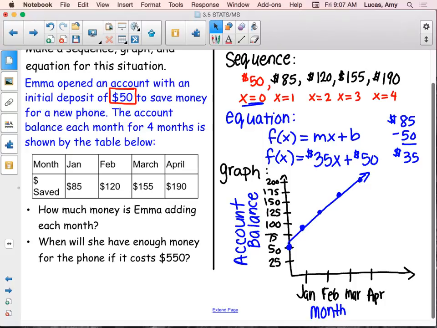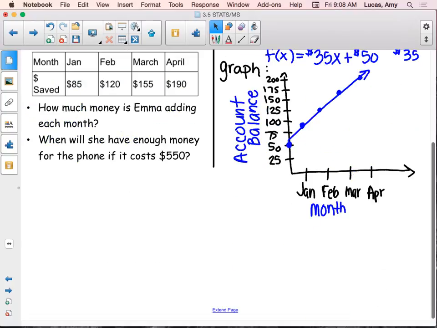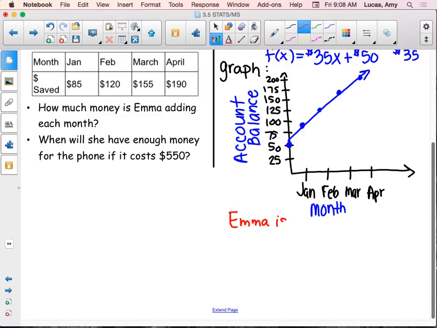There's my graph. Now there are two questions at the bottom on this one. How much money is Emma adding each month? She's adding $35 a month. We found that out. So Emma is adding $35 each month. And then when will she have enough money for the phone if it costs $550?